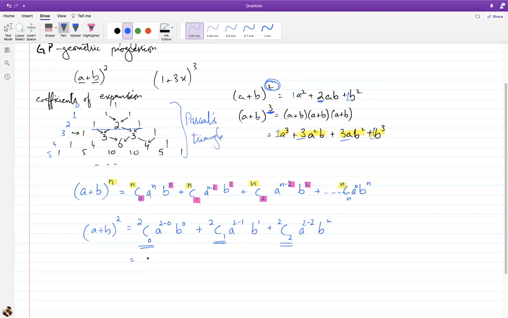So these will become 1, 2, and 1, okay? Then a to the power 2 and b to the power 0 is 1. Similarly, a to the power 1, b to the power 1, and a to the power 0, b to the power 2. So this also goes away. So you're left with a square plus 2ab plus b square.